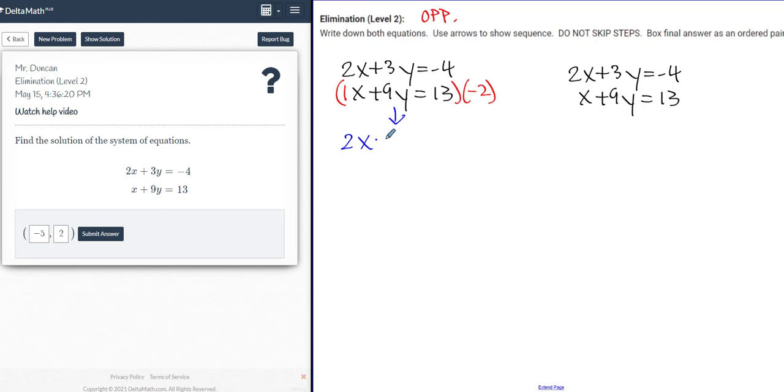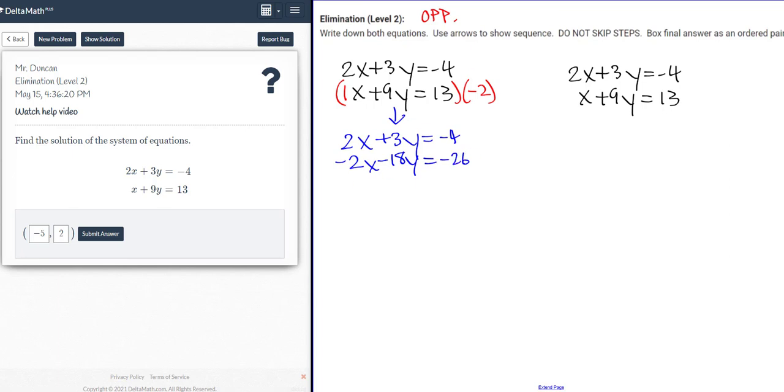So 2x plus 3y equals negative 4. That's the top equation. The bottom equation I'm going to multiply by a negative 2 so that 1x will turn into a negative 2x, which as you can see now will cancel with that positive 2x. Don't forget to distribute negative 2 to the rest of the equation. Negative 2 times 9y is negative 18y. Negative 2 times 13 is negative 26.